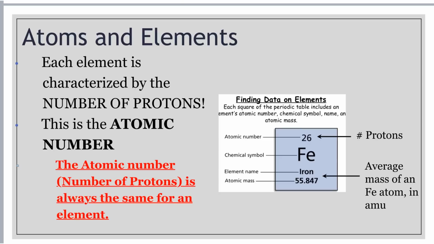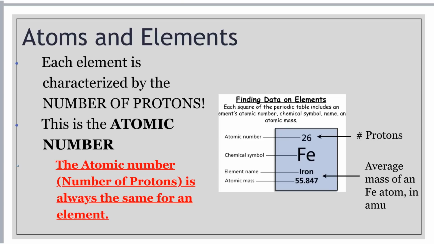And then they give you the average mass, and that's on the bottom. And we call that mass the atomic mass. Sometimes you'll see it as average atomic mass, but if they say atomic mass, that is an average, and we'll talk about that a little bit more in just a second. But the atomic number is going to be the number of protons.